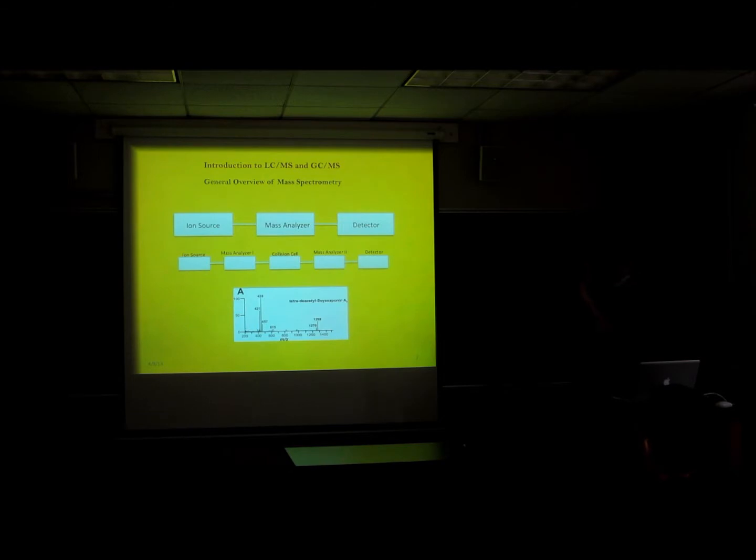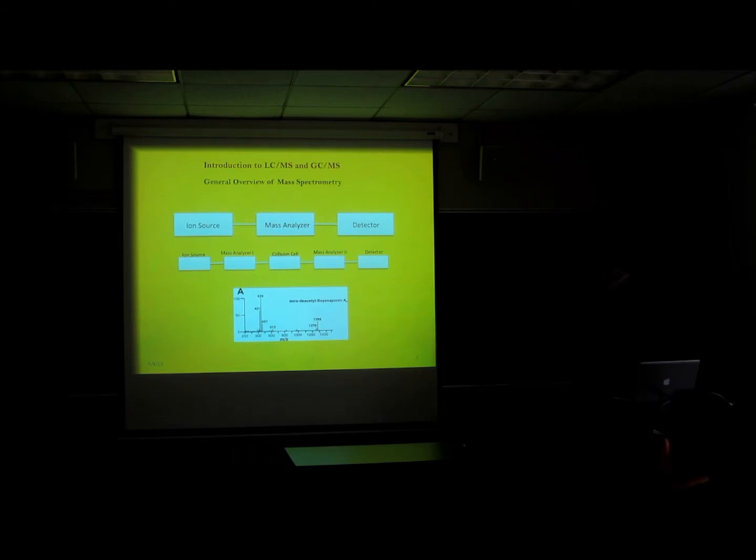So what I'd like to do is just give a general overview of mass spectrometry. And there are basically two main things that are going to vary when you talk about mass spectrometry at the back end of chromatography or other separation techniques. And that's the ionization technique and the type of mass analyzer you're going to use.